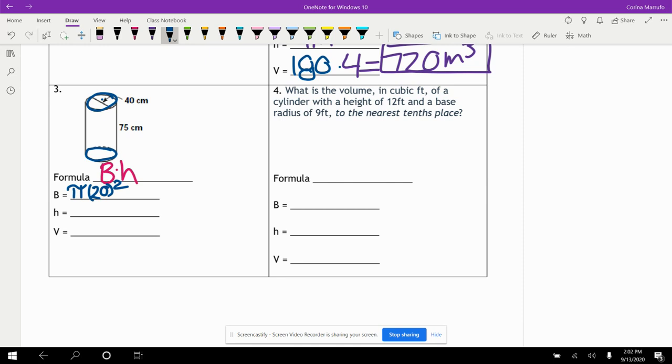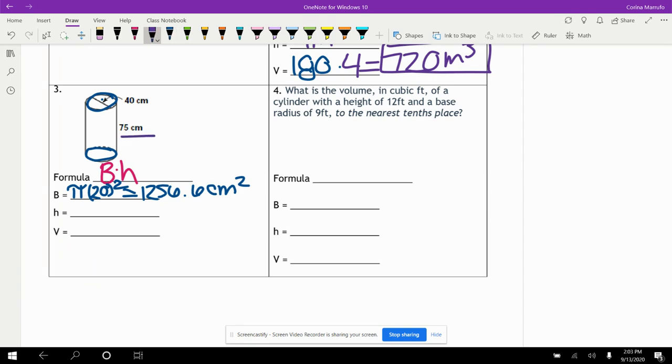So I'm going to go ahead and find the area of my circle. It's going to be a big number, 1,256. They don't tell us what to round to, so I'm just going to round to the nearest tenth. And then our units are centimeters squared. I remembered the squared this time, sorry.